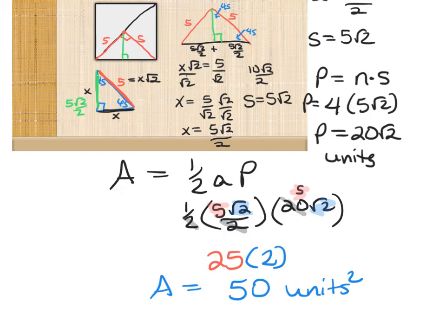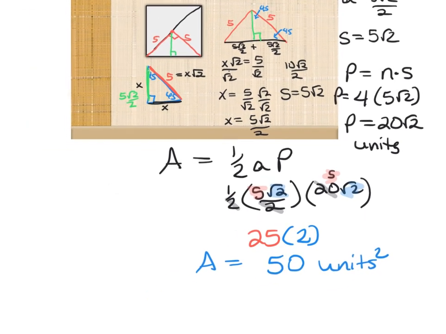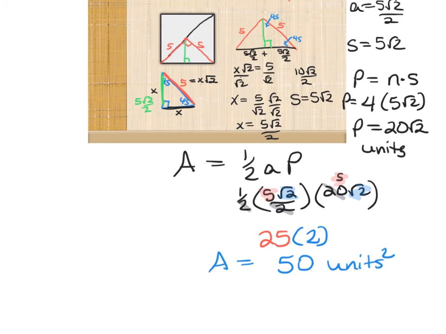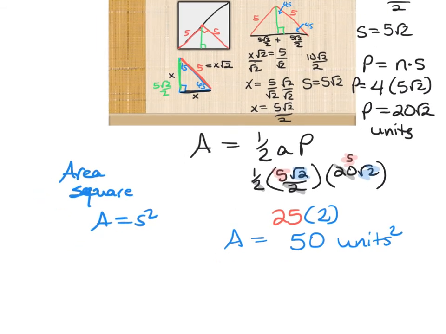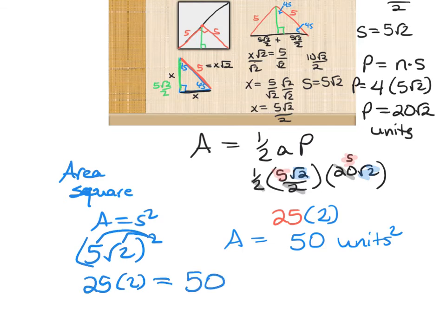And once you find the side length, if you remember back from elementary and middle school, area of a square is just side times side, or side squared. So once I found out what the length of my side was, which was 5 square root 2, I could have just squared that. And that becomes 5 squared is 25. Square root 2 squared just becomes a 2. And I could have also gotten the 50 that way. I didn't need to do the whole apothem times perimeter divide by 2.